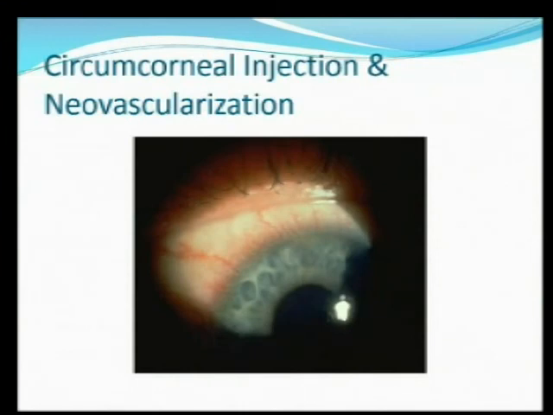Another one here, you can see this vessel. These vessels are right at about 12 o'clock. Particularly with gas perm patients, if it's a follow-up visit, you want to make sure you push the lid up and look at 12 o'clock, because that's where you're most likely to see things like neovascularization.